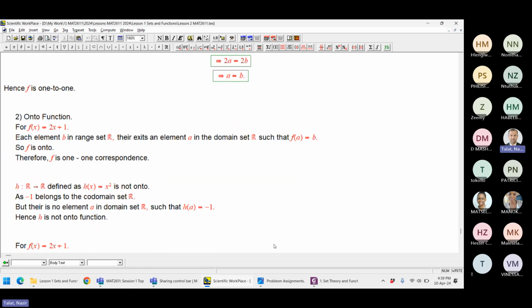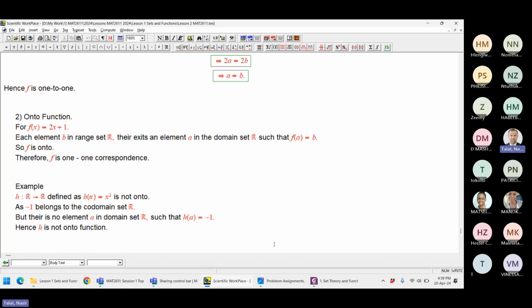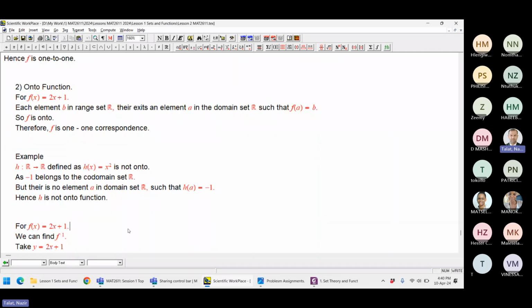Now let's define a function in another example. h is a function defined as h of x equal to x square. Note that this function is not onto, because there is no value in the domain set whose image is minus 1, or minus 2, or minus 3. So this function is not onto. So if a function is either not 1-1 or not onto, then we can conclude that it is not a 1-1 correspondence. Now here we can compute the inverse of a function.